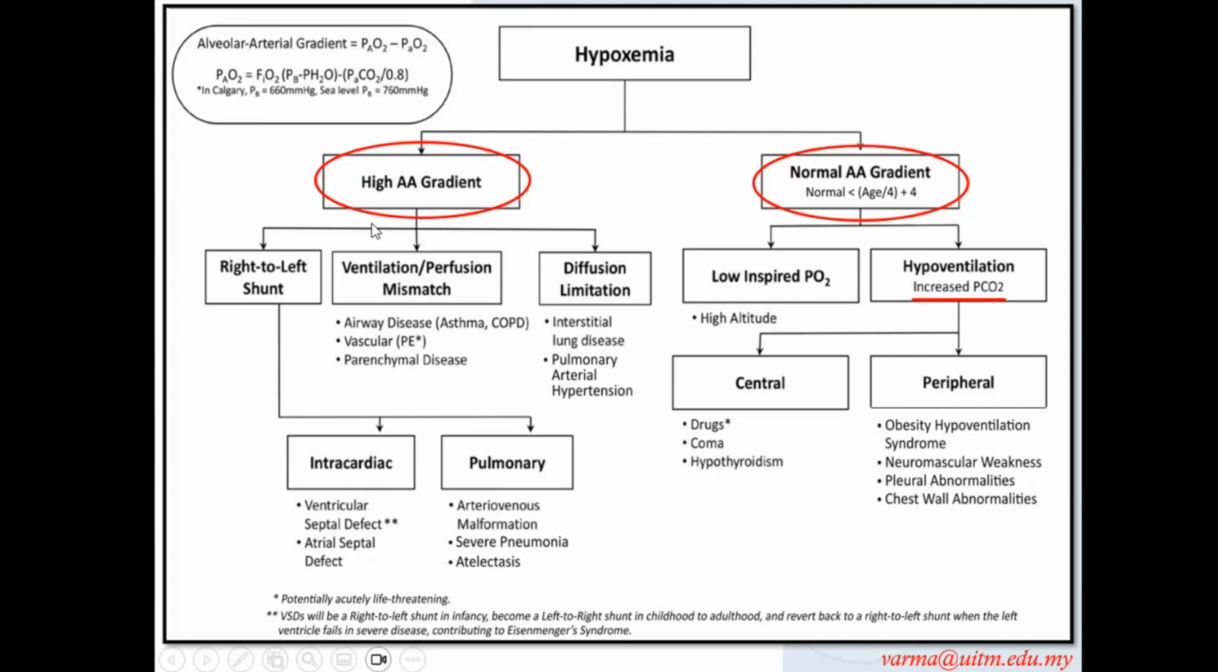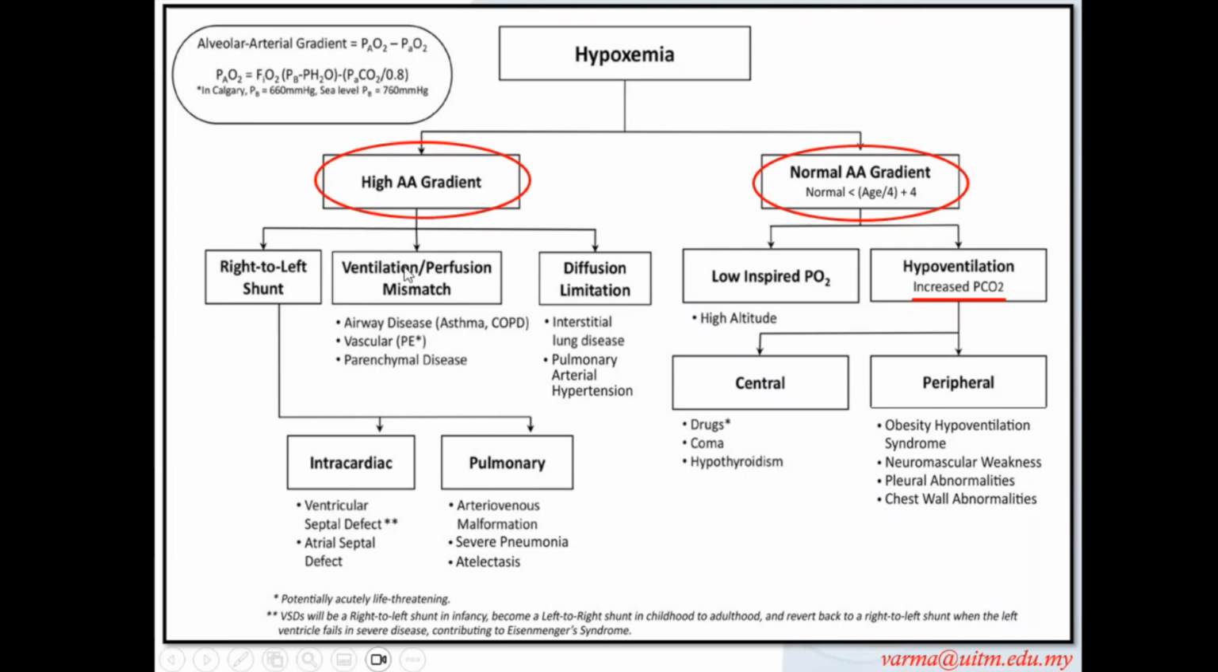Then we go to the A-a gradient, or widened A-a gradient. We have shunt, VQ mismatch, and diffusion limitation. Diffusion limitation, as I mentioned to you, is interstitial lung disease or occupational lung disease, sarcoidosis, asbestosis, alveolar fibrosis, scarring, those who had COVID, severe ARDS, pulmonary arterial hypertension. In pulmonary arterial hypertension, it's a problem with the capillary, whereas in interstitial lung disease, the diffusion problem is at the alveolar side. We have the alveolar membrane and the capillary membrane. Oxygen has to pass through the alveolar membrane into your capillary membrane into the blood.